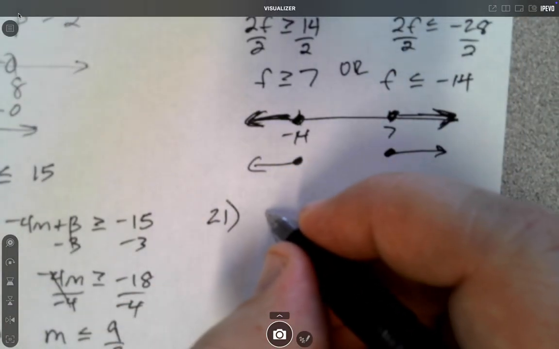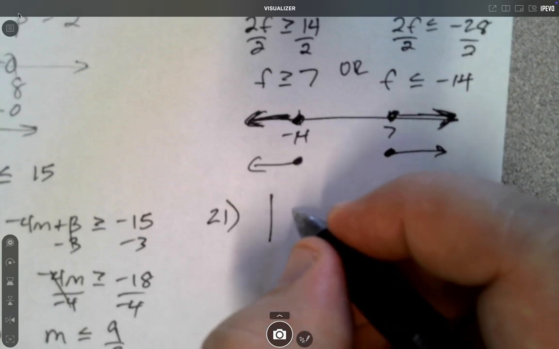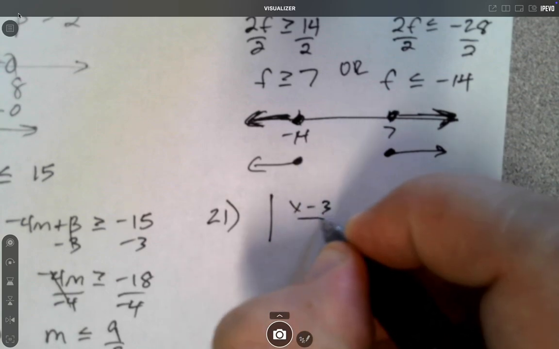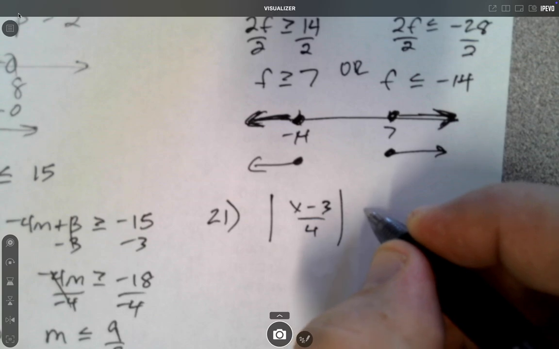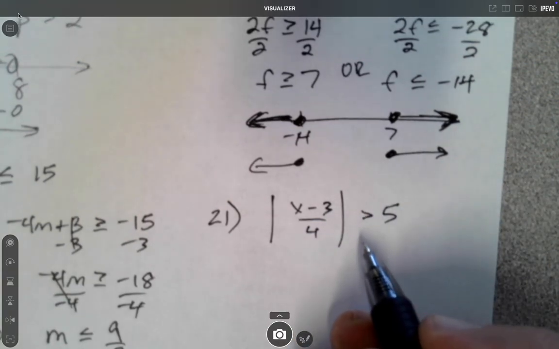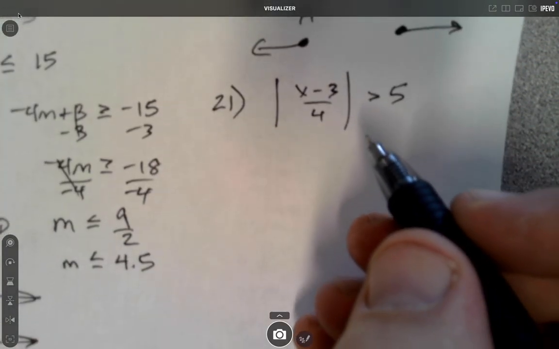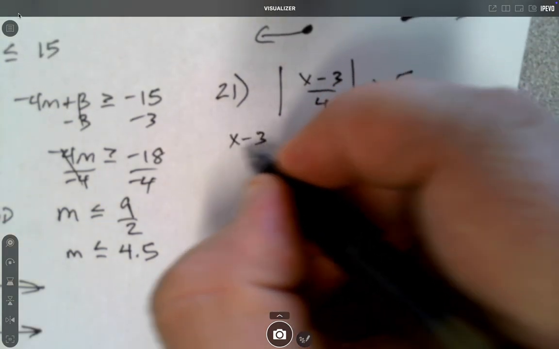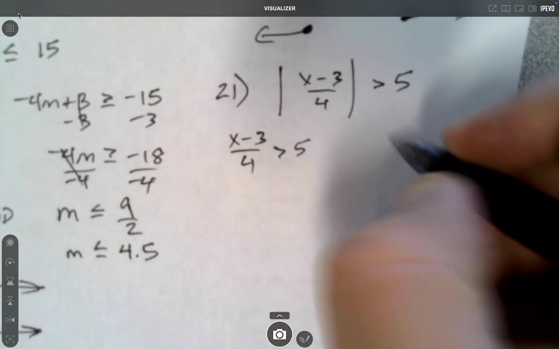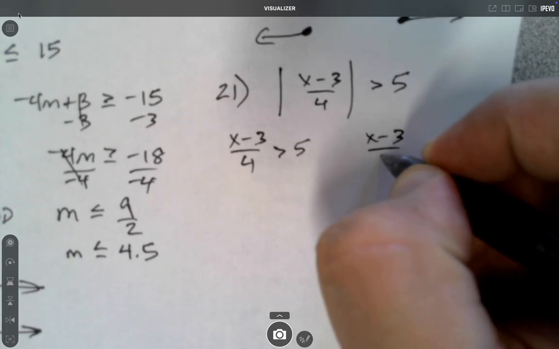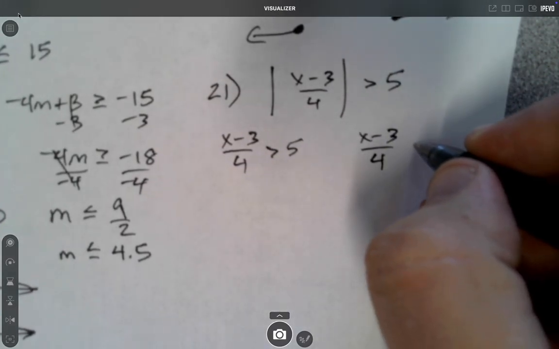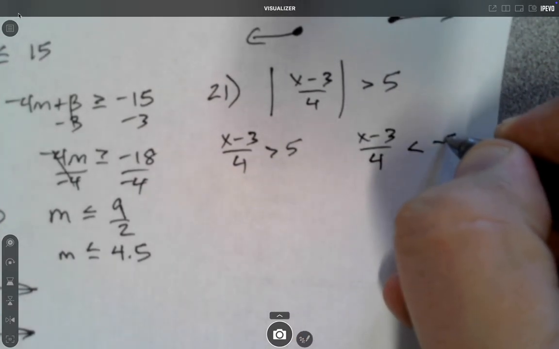Okay, last one of this type, we have the absolute value of x minus 3 over 4 is greater than 5. So I do know it's an or question because it has greater than. So I write one equation just as it is, but without the absolute value sign. Then I write one equation not changing the left side, but flipping the inequality sign, making the answer negative.